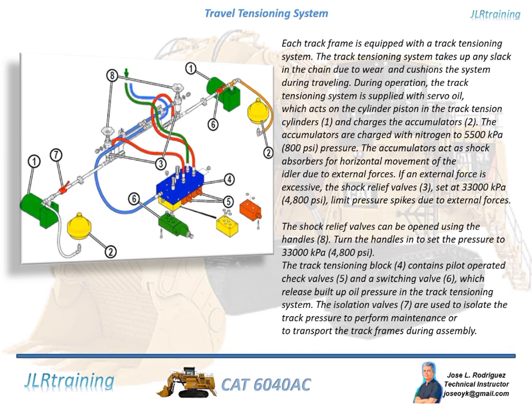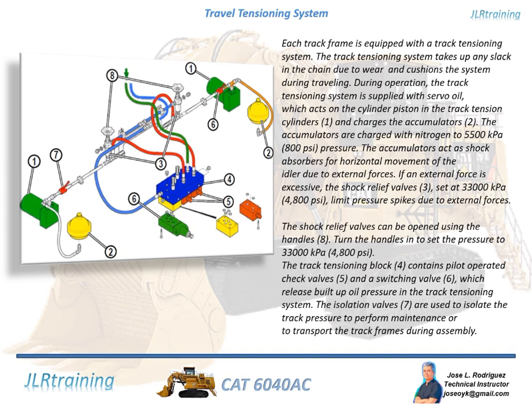The accumulators are charged with nitrogen to 5,500 kilopascals, 800 psi, pressure. The accumulators act as shock absorbers for horizontal movement of the idler due to external forces. If an external force is excessive, the shock relief valves, 3, set at 33,000 kilopascals, 4,800 psi, limit pressure spikes due to external forces. The shock relief valves can be opened using the handles, 8. Turn the handles in to set the pressure to 33,000 kilopascals, 4,800 psi.